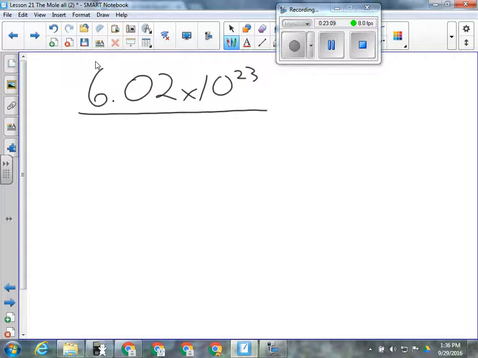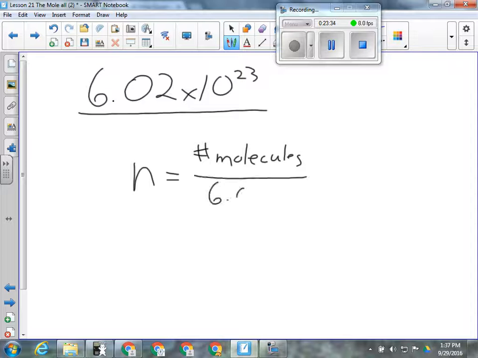You use this number if you are trying to calculate the number of particles in a given number of moles, or if you are given the number of molecules and being asked to find the mass, then you would use this number as well. This number goes along this way. Number of moles equals number of molecules divided by this.